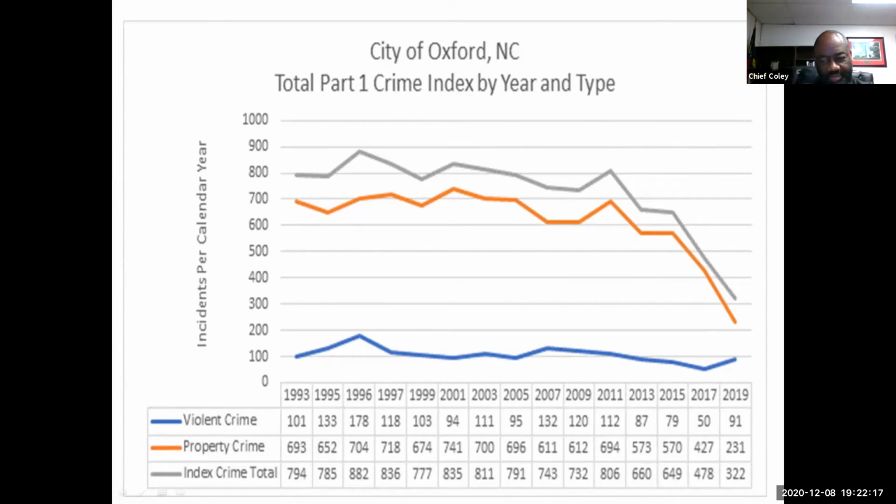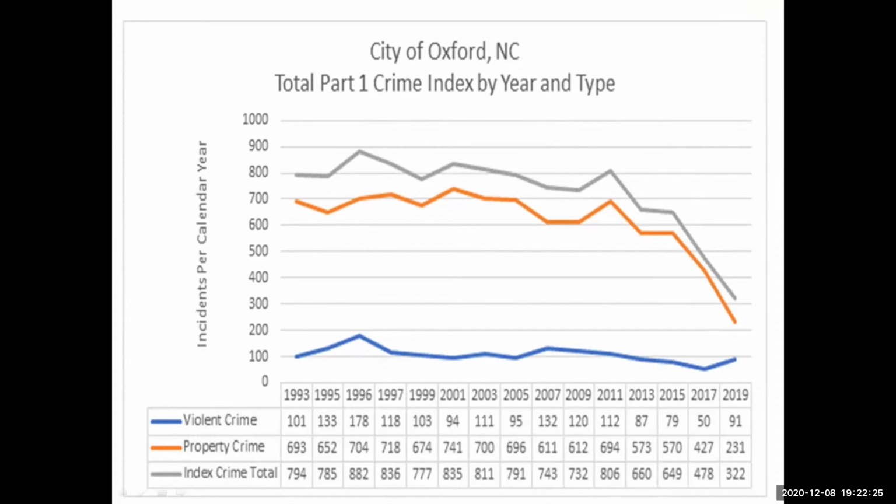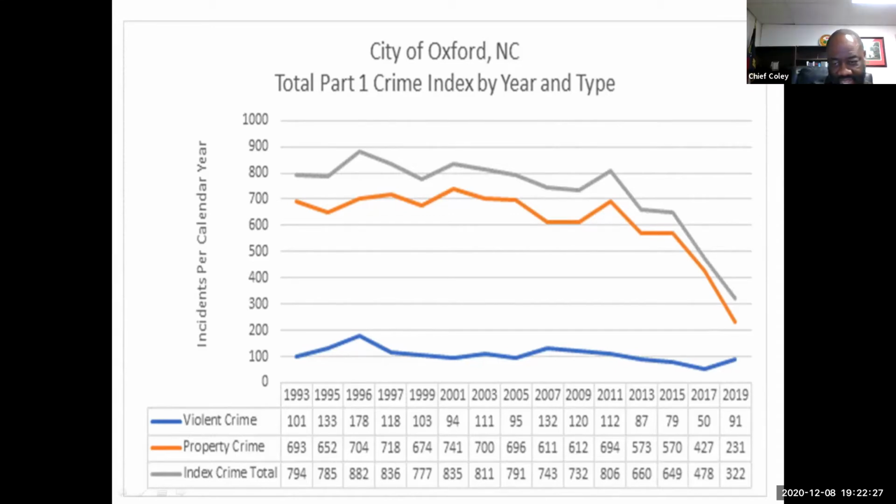Basically, from 2017 to 19, it's in an upward trend still, but it's still below, as you can see, 2007 to 2011, 12 or so. And comparatively, from years past, as far as 1995 and 96, you can see where it was and where we are now. So we're still in a pretty good place.